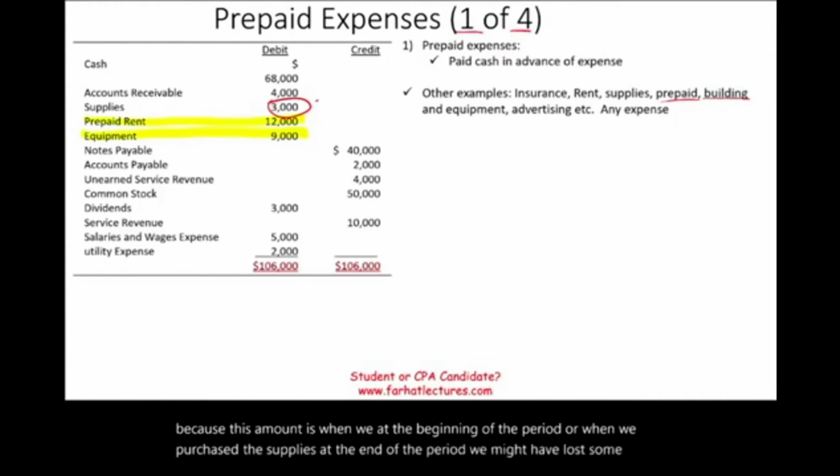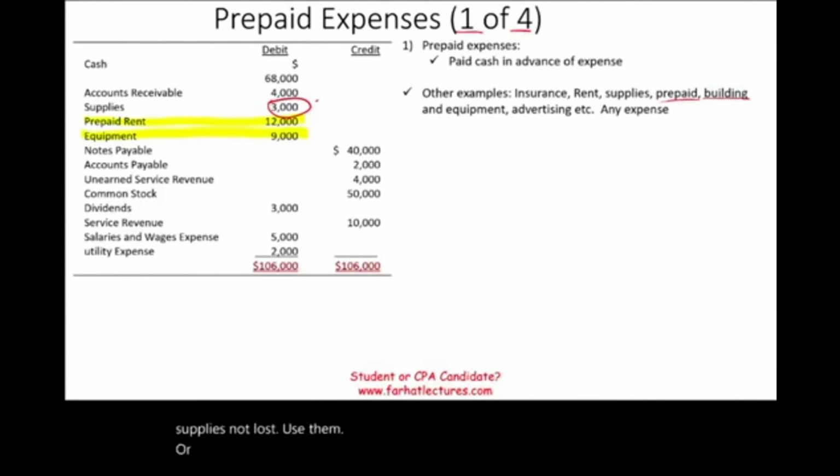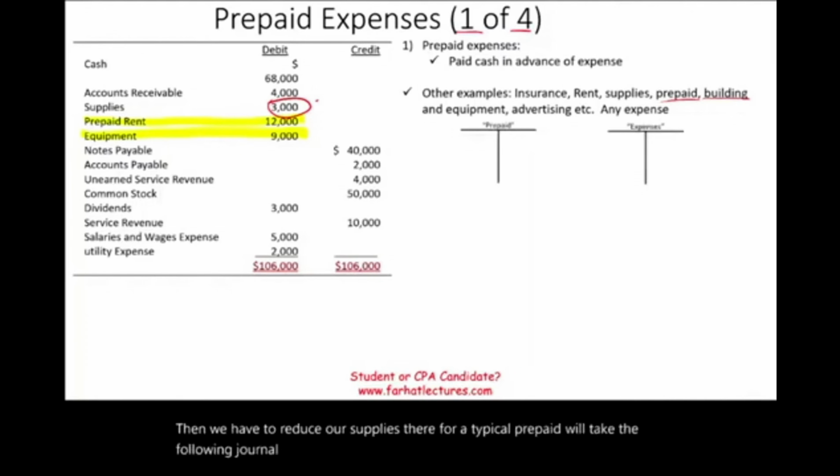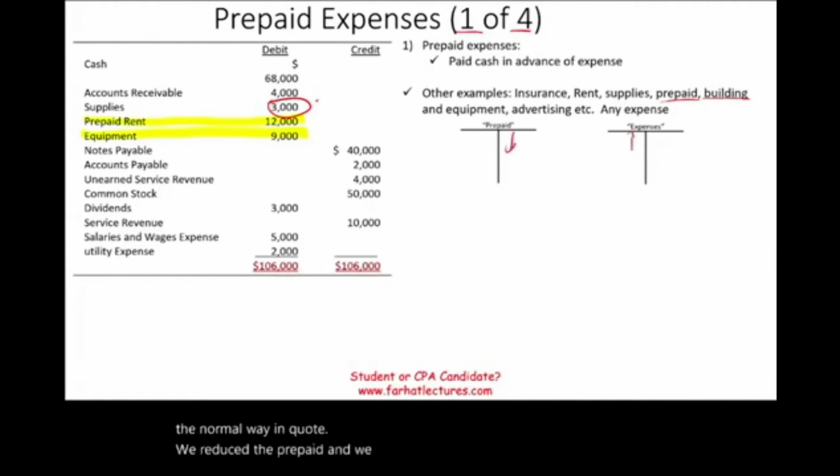Not lost, used, or lost for that matter. So if the supplies are consumed, then we have to reduce our supplies. Therefore, a typical prepaid will take the following journal entry. When we adjust prepaid, assuming it was recorded as a prepaid initially, which is the normal way, we reduce the prepaid and we increase the related expense.